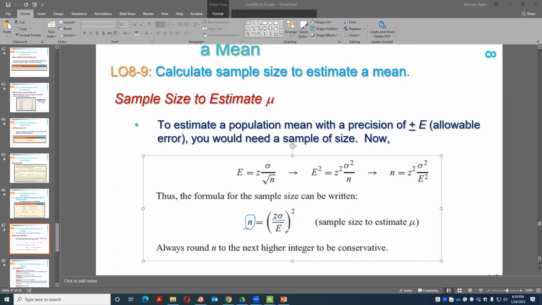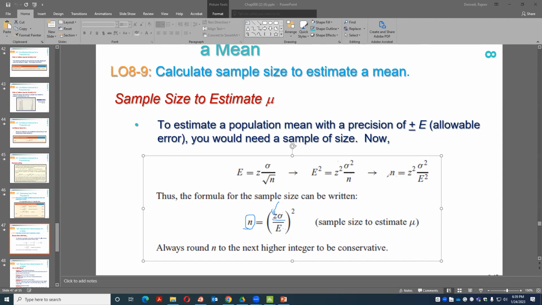Now, another question: how do we calculate Z? If we are doing the study at 95% or 90%, we can get the Z value from the table. And the sigma value, how can we get it? We can estimate sigma based on the Poisson distribution, based on empirical rules, or based on other aspects, such as the range.